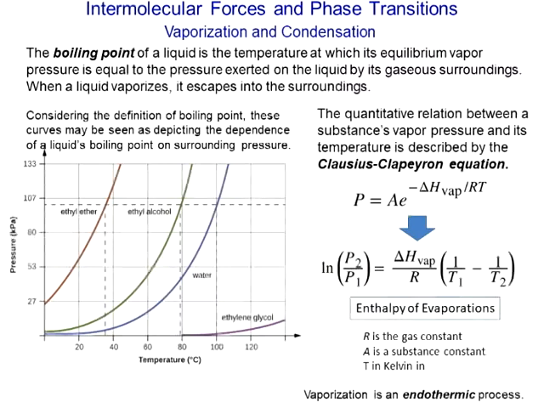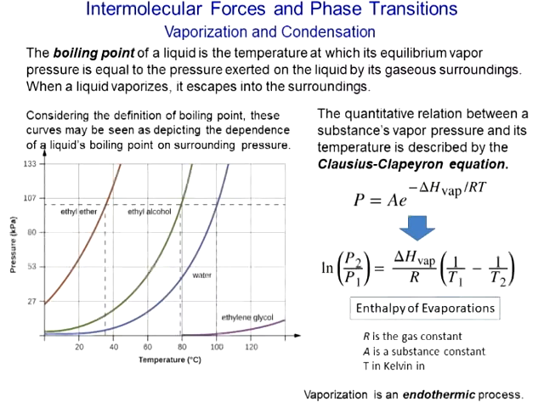So what does that mean for boiling point? Again, the boiling point of a liquid is the temperature at which its equilibrium vapor pressure is equal to the pressure exerted on the liquid by its gaseous surroundings. When a liquid vaporizes, it escapes into the surroundings, into the environment.